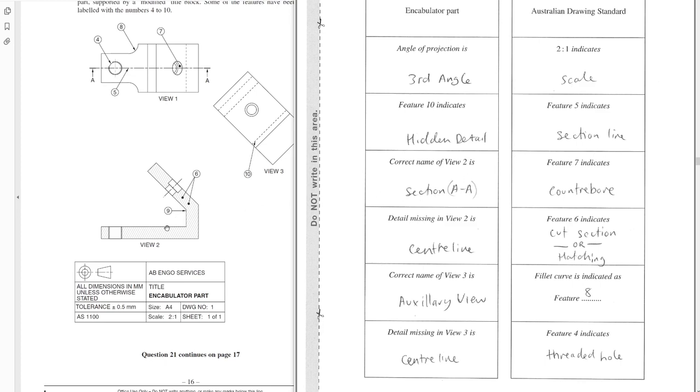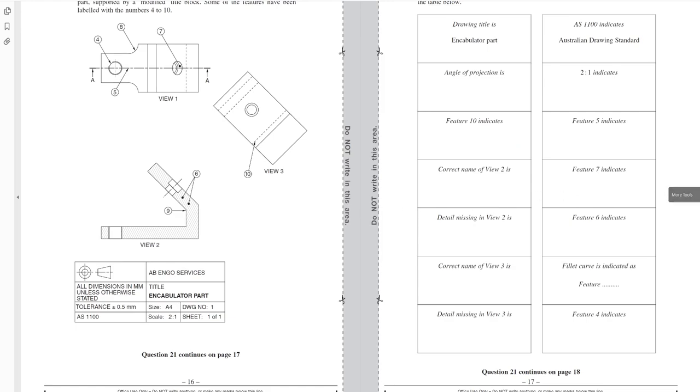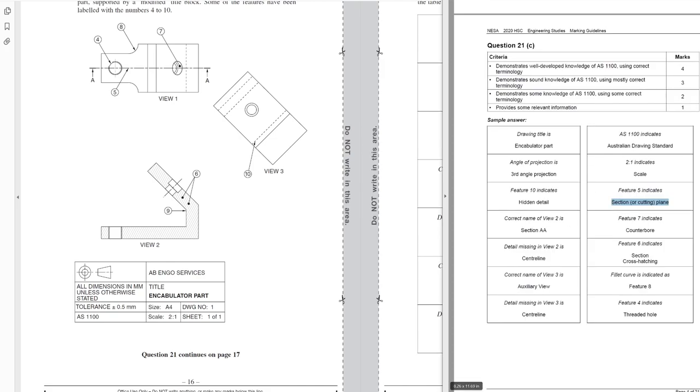Okay, the correct name for view 2 is a section AA, or, I was looking at the answer at that point, if you wrote sectional front view, I would pay that. So I didn't write that down, but I think that's totally reasonable, and I think that they would have paid sectional front view.